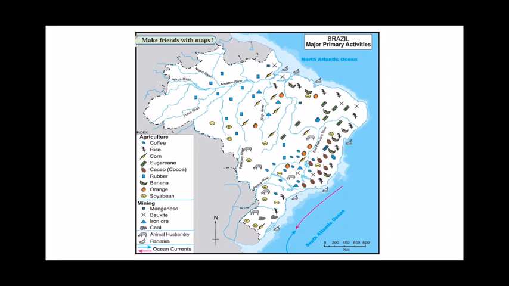Now looking at the mining point of view, just look at the index. We have manganese, bauxite, iron and coal that are mined from the country. The eastern part of Brazil, towards the east, is rich in various types of minerals like iron ore, manganese, nickel, copper, bauxite, tungsten, diamonds, etc.